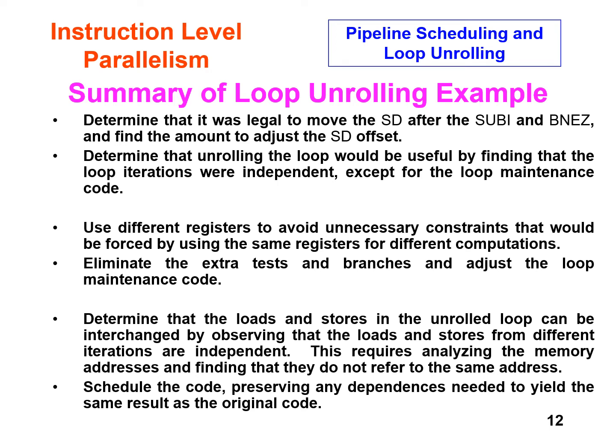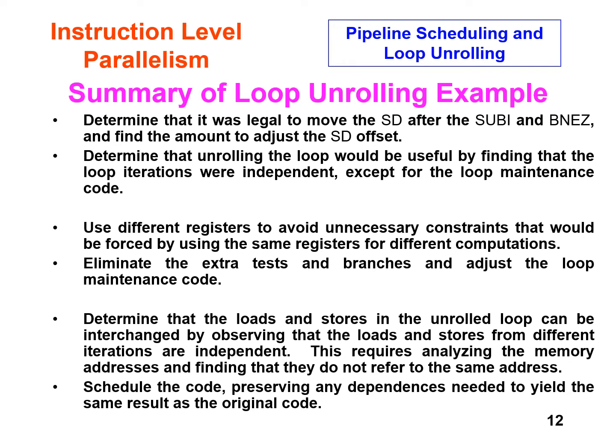Determine that it is legal to move the store after the subtraction and branch not equal statement, and find the amount to adjust the store offset. So first we have to find the store offset values: -8, -16, -24, -32. Next, determine that unrolling the loop would be useful by finding that the loop iterations were independent except for the loop maintenance code.